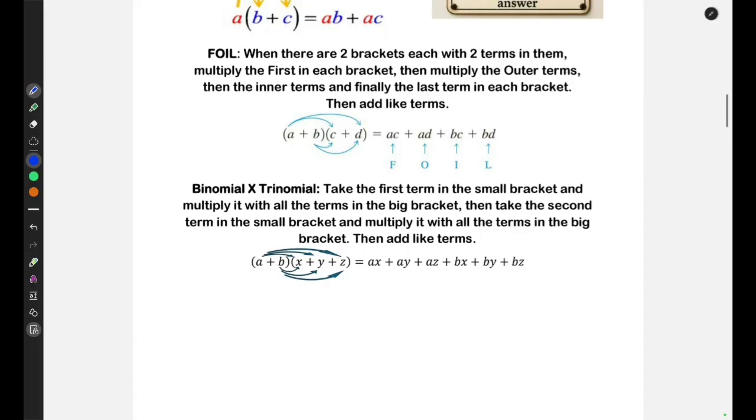Then you also need to know what happens if the one bracket has two terms in and the other bracket has three terms in. The same concept. I'm going to take the A, multiply it with everything, that's where these three terms come from, and then I'm going to take the B and multiply it with everything in the other bracket, and that's where these terms come from. Okay, always just check if there's like terms, but in this case, there won't be because some have A's and some have B's. Now let's look at examples.